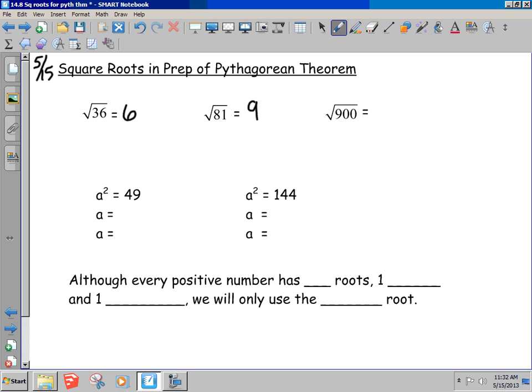Turn your brains on if they're off. Ellie? 30. Good. The square root of 900 is 30. So basically, what number times itself gives you that number under the radical sign? That's what we're looking for.